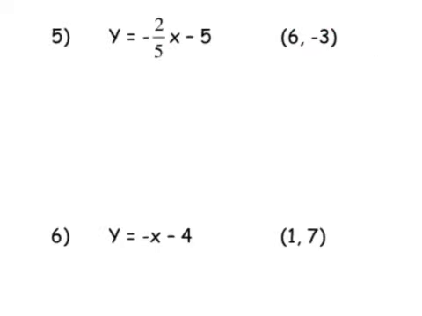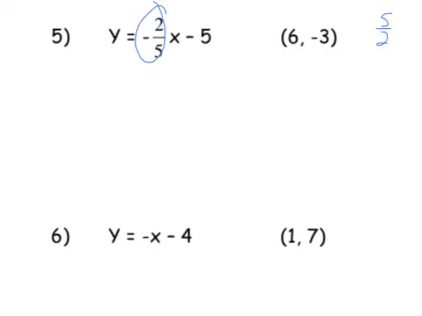Okay, we're looking for a perpendicular line to this one as well. So we are going to take the slope, negative 2/5. We're going to flip it. So we're going to make it 5 over 2. And then we're going to change it from this negative to a positive. So our new slope is 5/2.